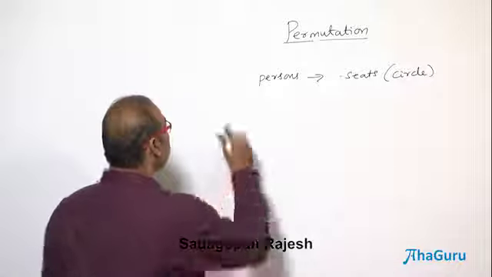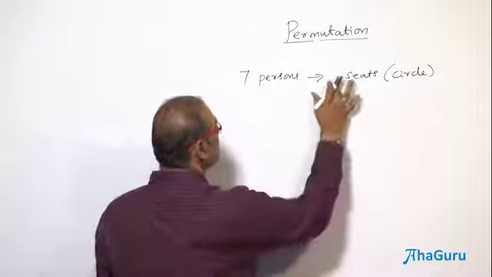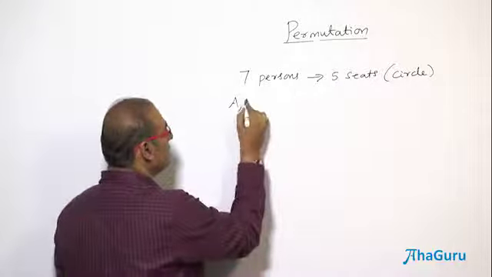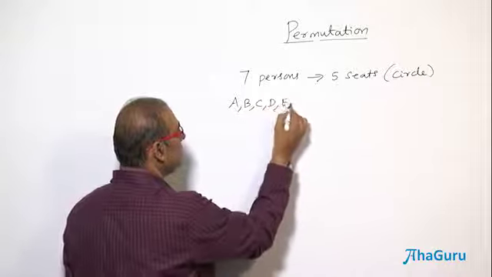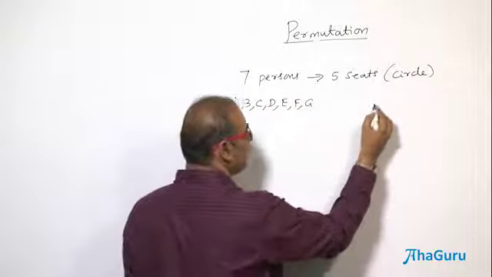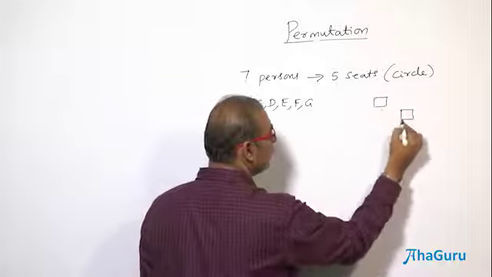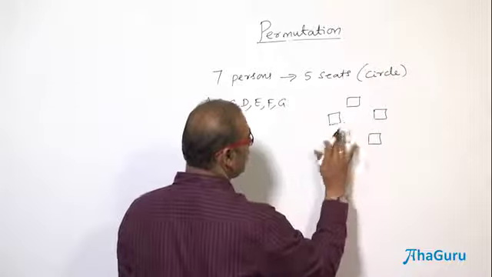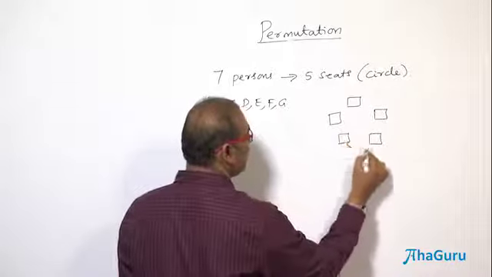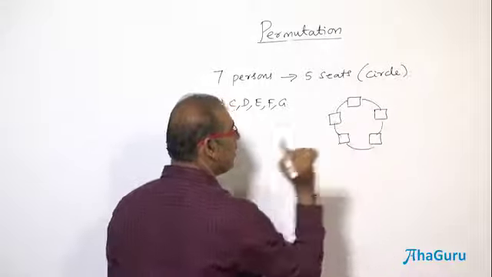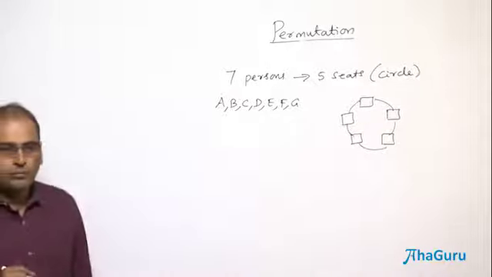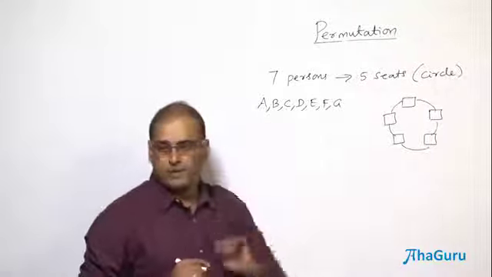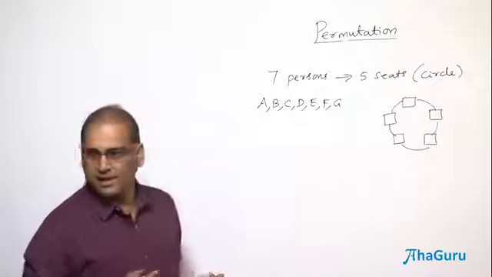So if I am going to have, say, 7 persons and say 5 seats, right? So there are going to be 7 persons, A, B, C, D, E, F, G, and there are only 5 seats in the circle. Okay. So 7 persons out of 5 seats linearly. First we will concentrate on the linear.